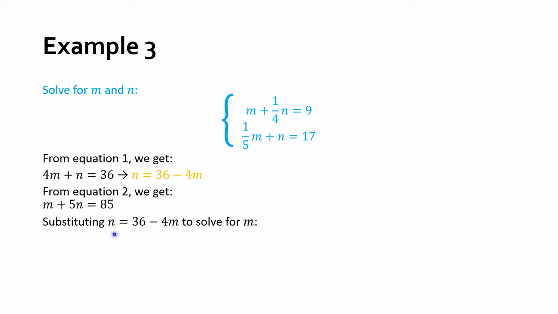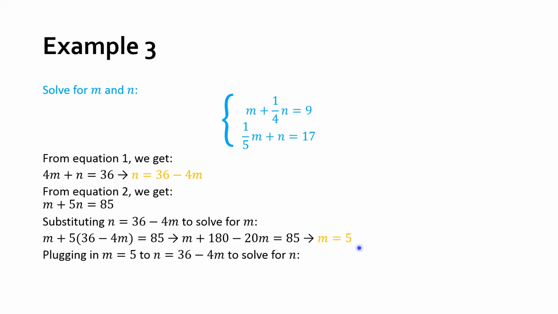So substituting n is equal to 36 minus 4m, we have m plus 5 times (36 minus 4m) is equal to 85. And so m plus 180 minus 20m is equal to 85, which means m is equal to 5. And now plugging in m equals 5 back into n is equal to 36 minus 4m to solve for n, we have n is equal to 36 minus 4 times 5, which is equal to 16. So (5, 16) is the solution to the problem.